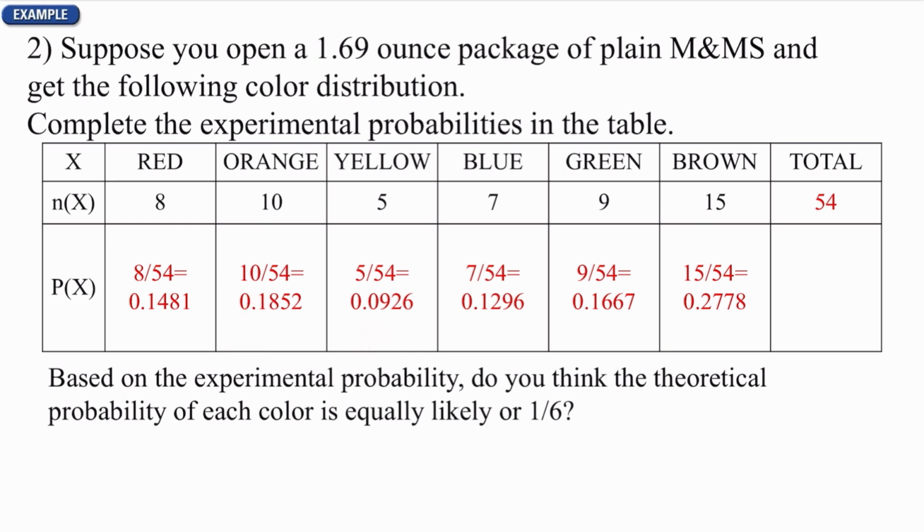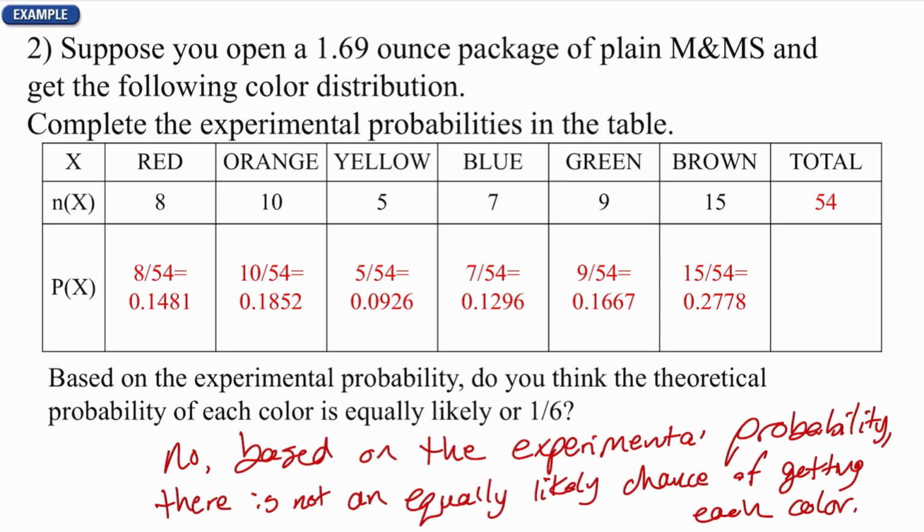So based on the experimental probability, do you think that the theoretical probability of each color is equally likely, or 1 out of 6? This is a little bit confusing the way that it's written. In other words, do you think it's actually a 1 out of 6 chance that you're going to get an individual color from a packet of M&Ms? And it seems, based on my experiment, that you have a higher probability of getting brown. So you can say something along the lines of, no, based on the experimental probability, there's not an equally likely chance of getting each color, because you can see that you have a higher probability of getting brown in your packet of M&Ms.